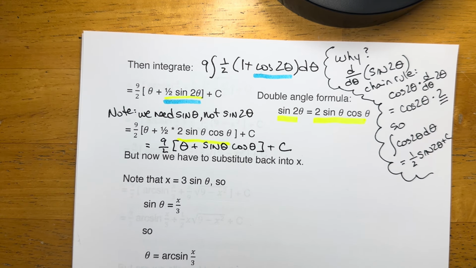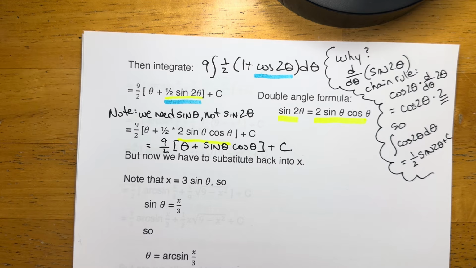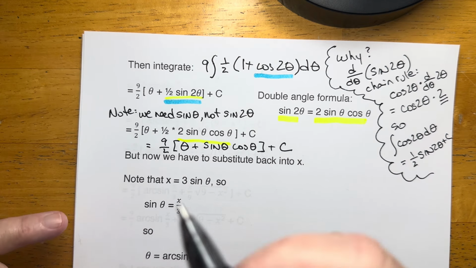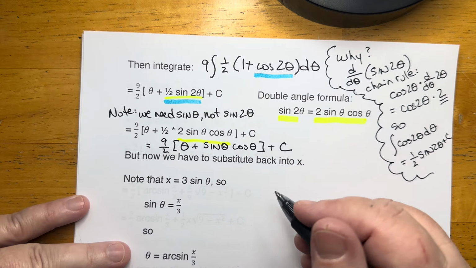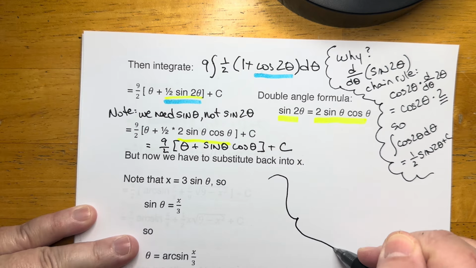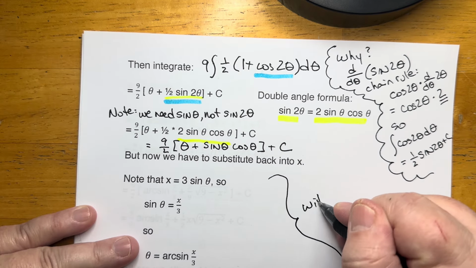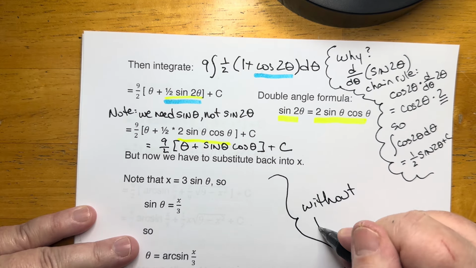Okay, now we're going to substitute back into x. And this is the point where you choose to use just algebra, or you choose to use a triangle. And what I'm going to do is do this all without triangles.